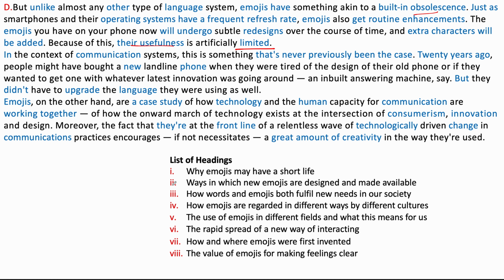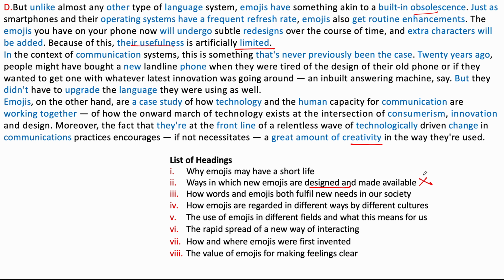The second heading says ways in which new emojis are designed and made available. There is a mention of technology and creativity in the use of emojis, but that is about how we use emojis. It is not about how emojis are designed. So, second is not the answer.